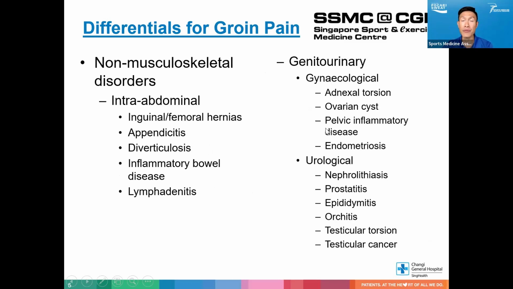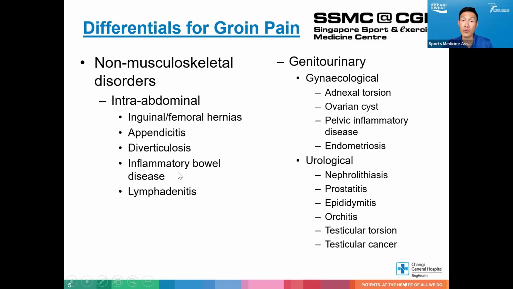But if we have excluded the hip joint, both intra- and extra-articular, as a cause for pain, then when we come down to groin pain per se, there are so many other non-musculoskeletal differentials that we need to consider. The pain may come from inside the abdomen, so intra-abdominal. We're talking about hernias, both femoral and inguinal hernias. It can be appendicitis, diverticulosis, and so on and so forth, even involving the intestines.